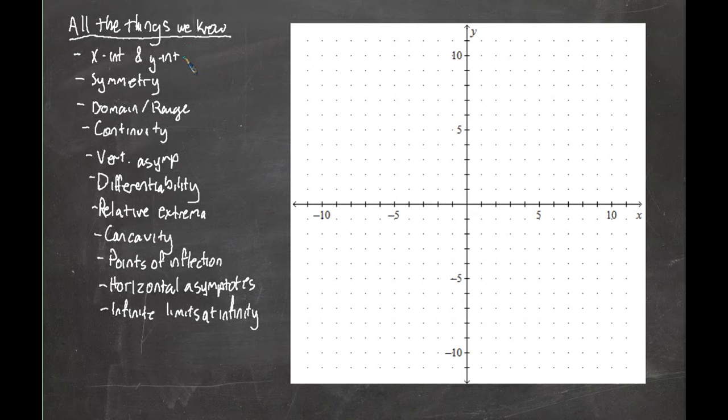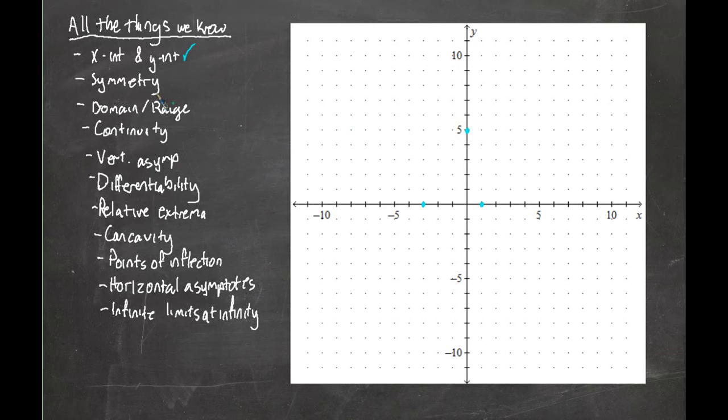Okay, so I'm just going to say x and y intercepts, right? Let's color code that in blue, and let's say we know that there's a y-intercept here, and an x-intercept here, and an x-intercept here. So we're getting an idea of some kind of a curve like this.